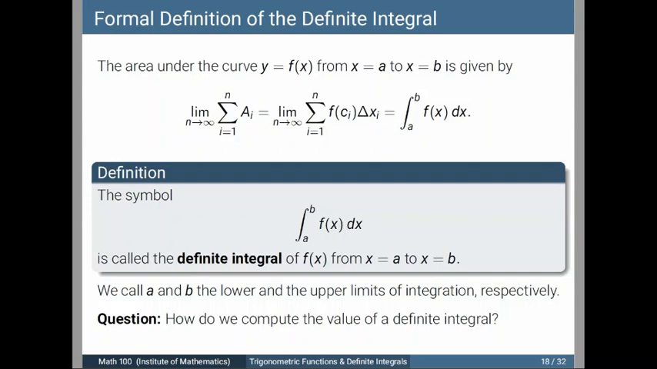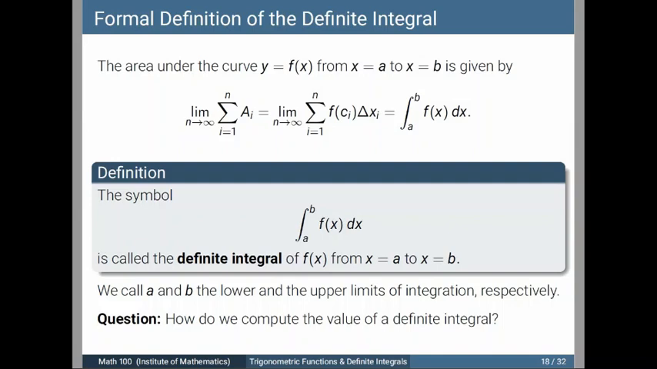From this definition of a definite integral, we see that since it is interpreted geometrically as an area, its value is always a number. So maybe that's why it's called definite, compared to the indefinite integral, which is a family of functions. Now, a natural question at this point will be, how can we compute the value of a definite integral? Do we need to compute an infinite limit of a sum all the time? Or is there a more convenient way to do it?